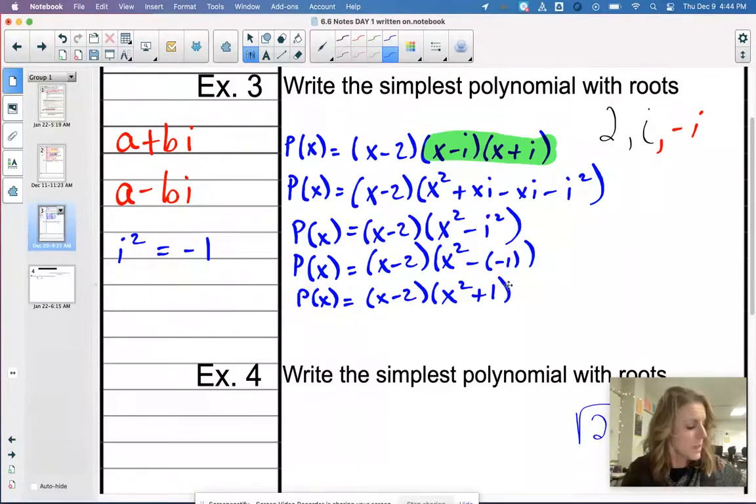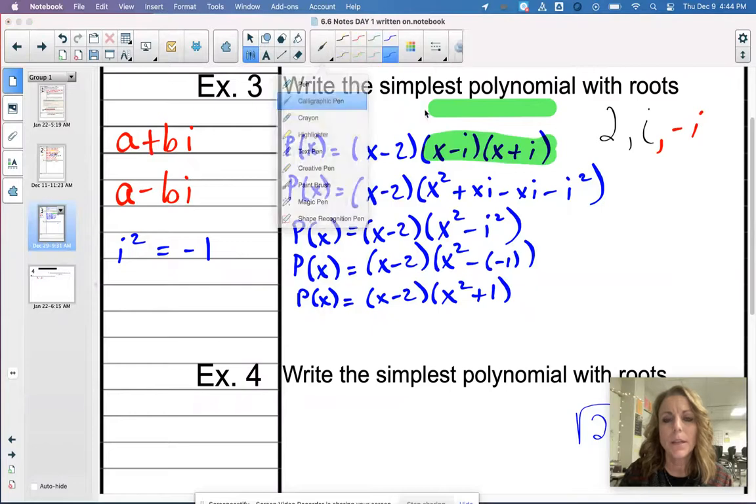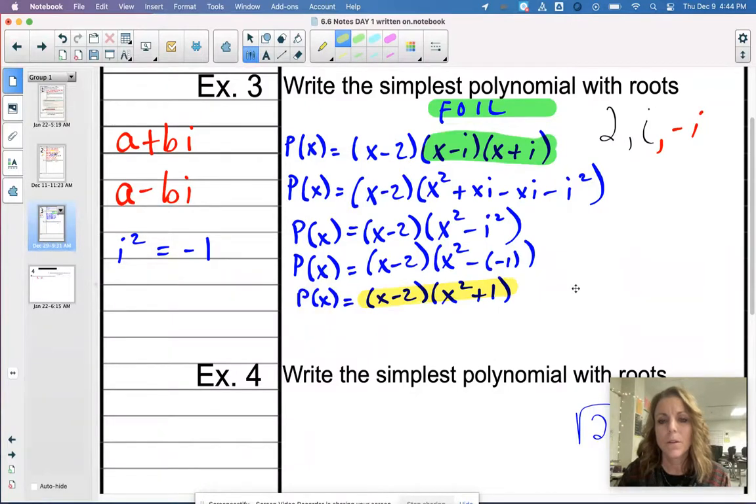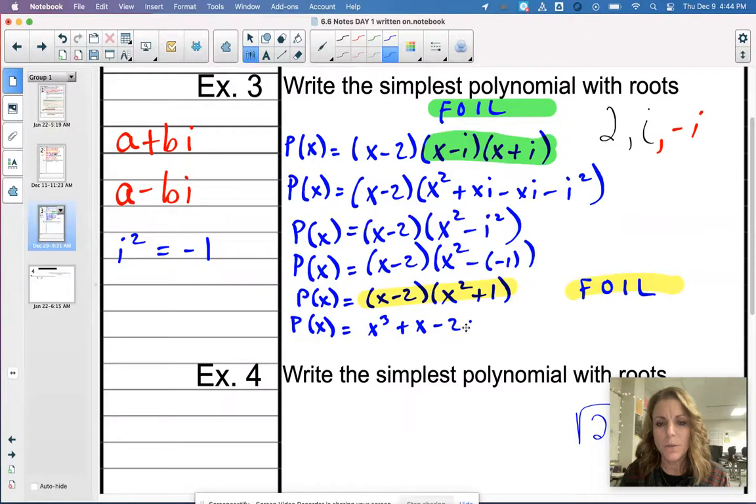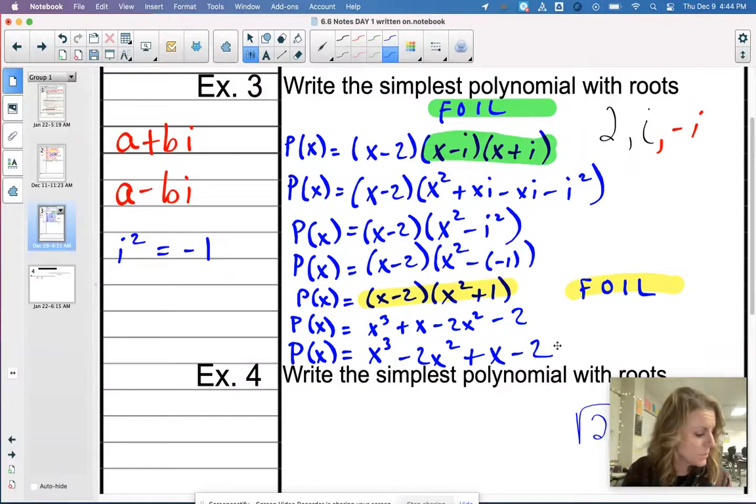All right. So now we need to FOIL again. So right here, I'm going to just write that we FOILed. And now we're going to FOIL again. X times x squared is x to the third. X times 1 is x. Inside is negative 2x squared. And negative 2 times 1 is negative 2. Put it in standard form. We get x cubed minus 2x squared plus x minus 2.